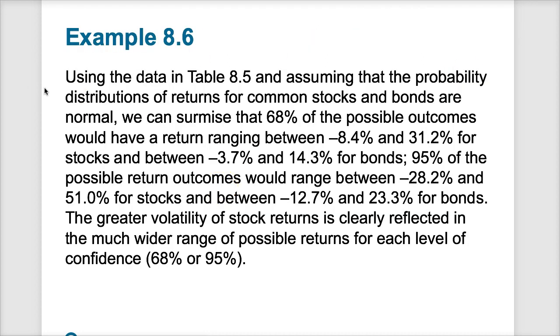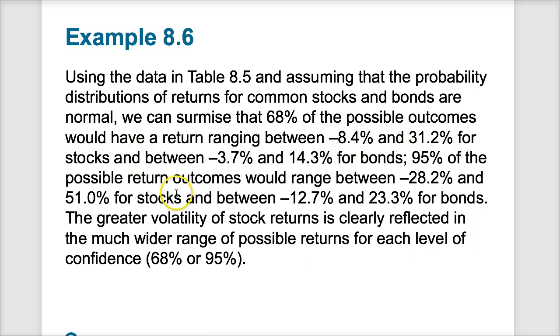In table 8.5, we're assuming that the probability distribution of returns for common stocks and bonds are normal, and we're going to surmise that 68% of the possible outcomes would have a return ranging between negative 8.4% and 31.2%. So we're talking about degrees of standard deviation. This 68% is going to be one standard deviation. Now for stocks, the range is negative 8.4 to 31. Bonds are going to be 3.7 to 14.